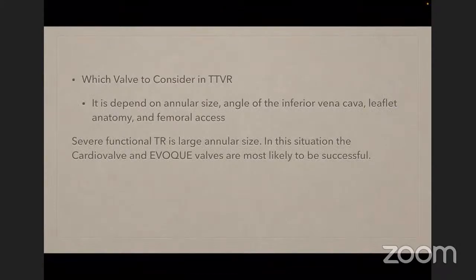Okay, at the end, the question is which valve to consider in transcatheter tricuspid replacement. It depends on the structure, measurements, and causes of tricuspid valve regurgitation. For example, in severe functional tricuspid regurgitation, there will be a large annular size, so we're going to need a large prosthetic valve, which is available in CardioValve and EVOQUE valves. So we're going to use one of them in the procedure. So at the end, it depends on the anatomy and structure evaluated by imaging studies.